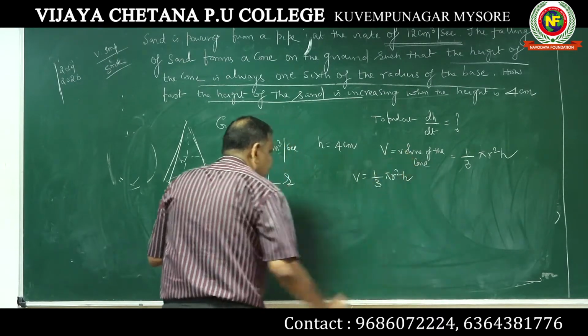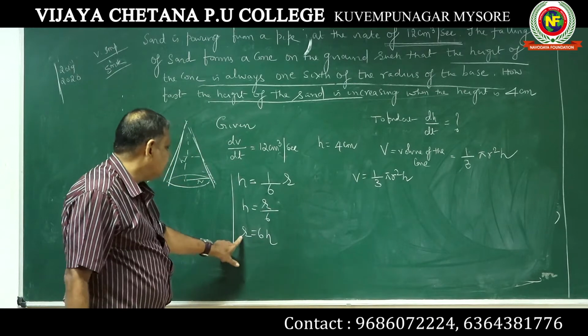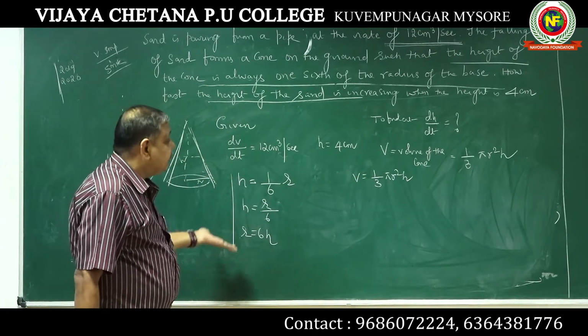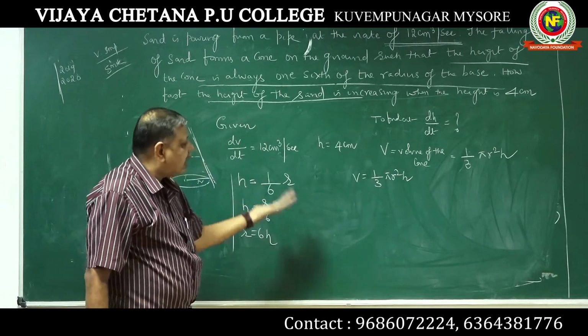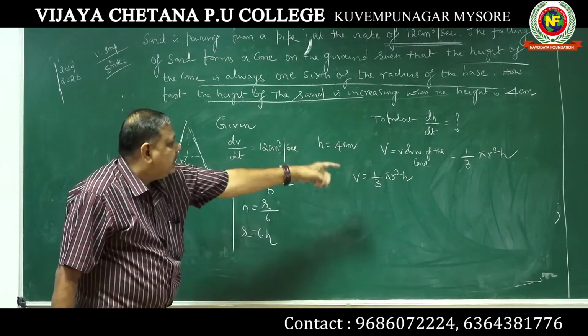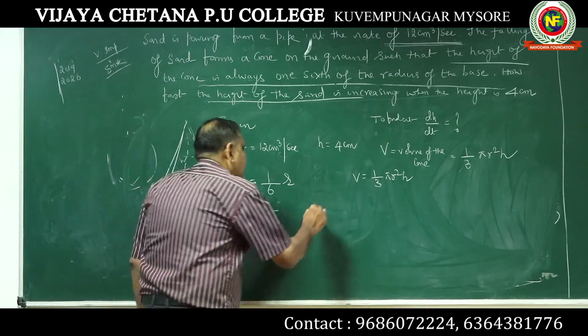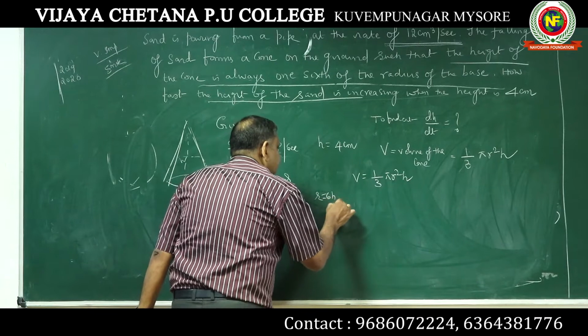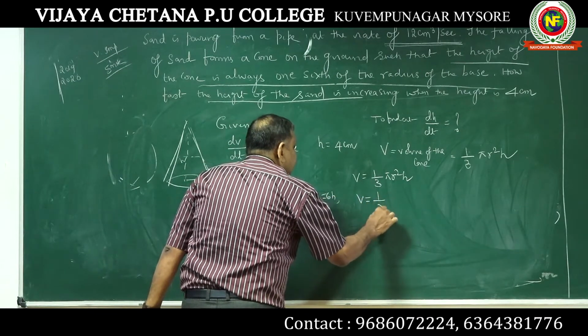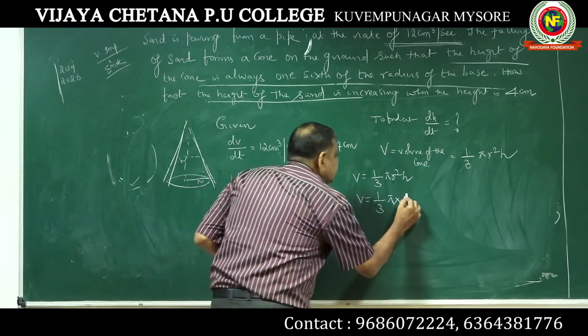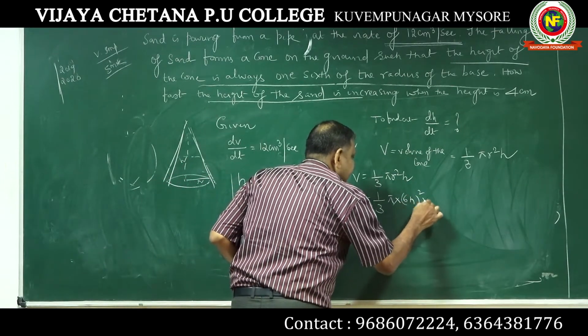In this there is r and h, but for r take 6h and substitute, because it should be in terms of one variable, either in h or in r, but you want dh by dt. So convert r also into h. Now write r is equal to 6h, V is equal to one-third pi into r, that is 6h, 6h whole squared.